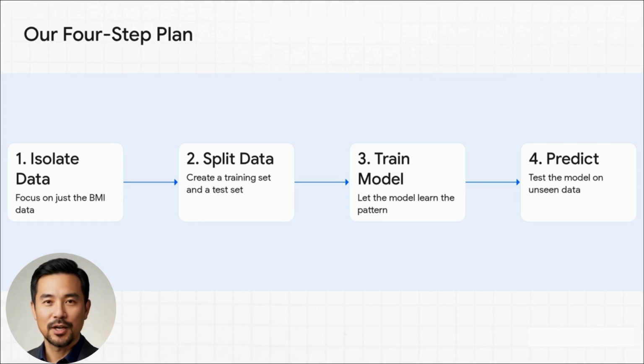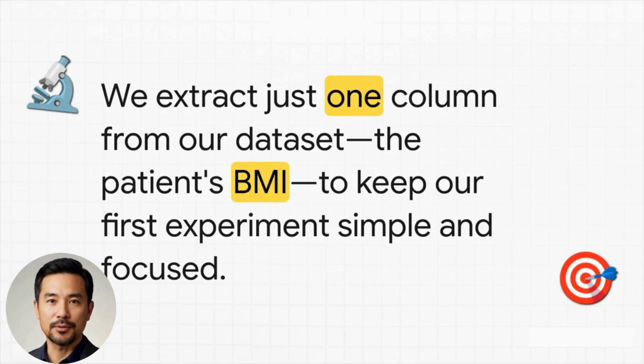Let's tackle step 1. So, like we said, our full data set has 10 whole columns of information for each patient. To keep things really simple and clear for our first model, we are going to extract just one of those columns, the one that corresponds to body mass index. This focus is really key to understanding the basic mechanics of how this works.